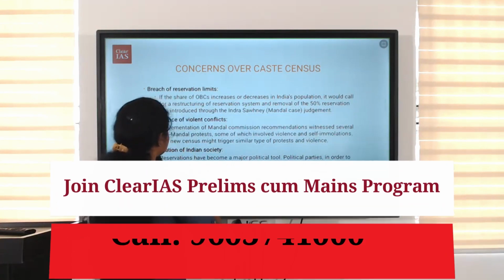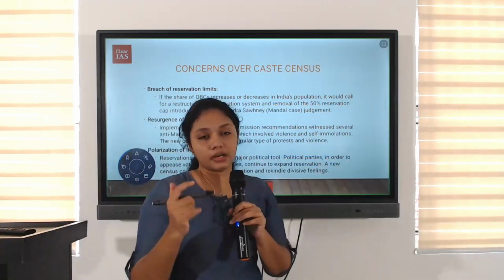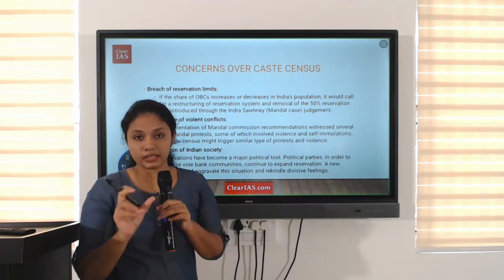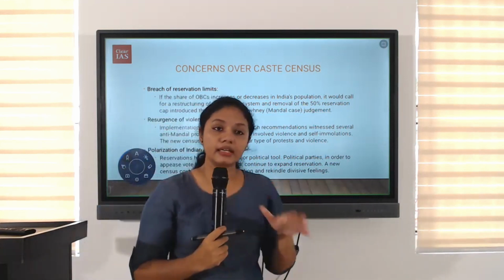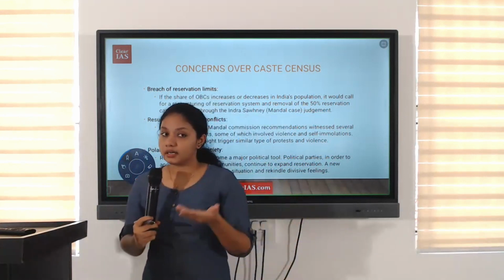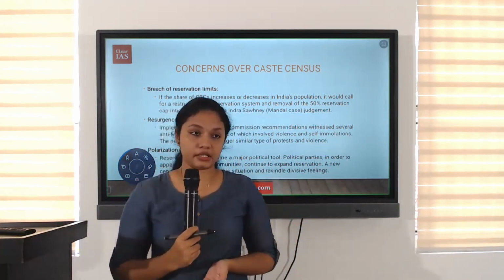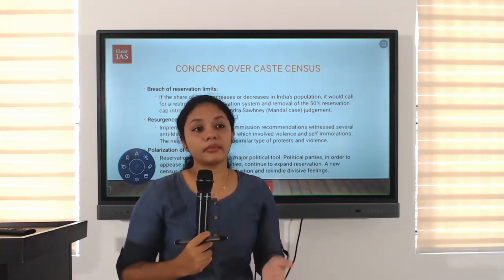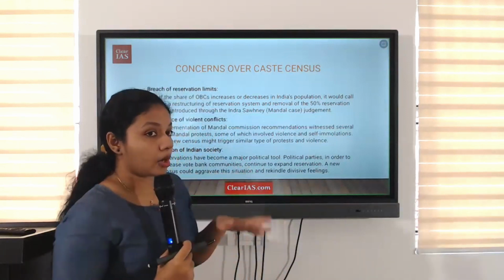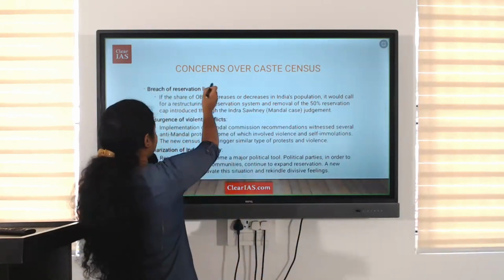Next one is breach of reservation limits. Okay. After a caste-based census, what happens? We'll get an adequate share of OBCs, right? So currently, it will be either increasing or decreasing from the current number. Okay. So it will further create a problem with the reservation category. The reservation should not be more than 50%, right? So if it increases, there will be more demand for more reservation, right? If it decreases also, there will be a problem with the existing reservation system. Okay, so that will be a breach of reservation limits.